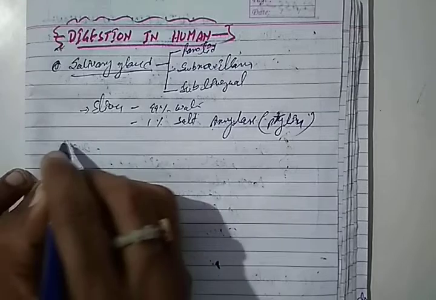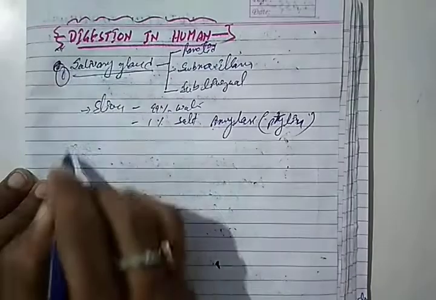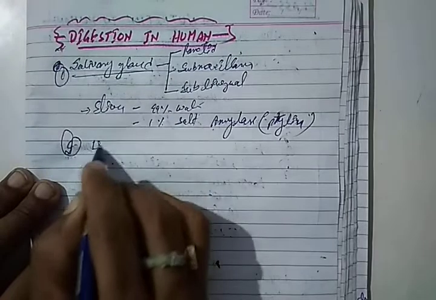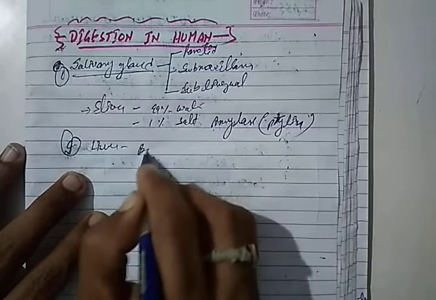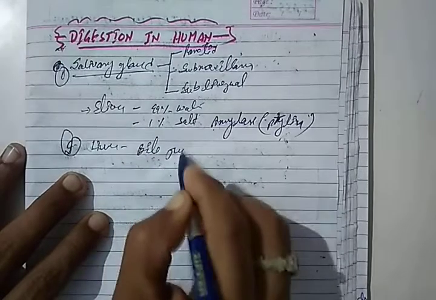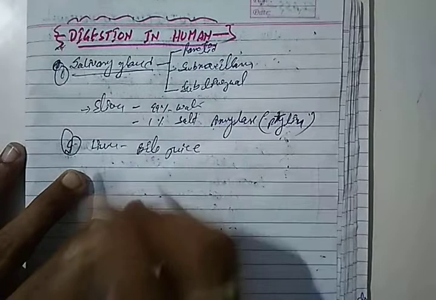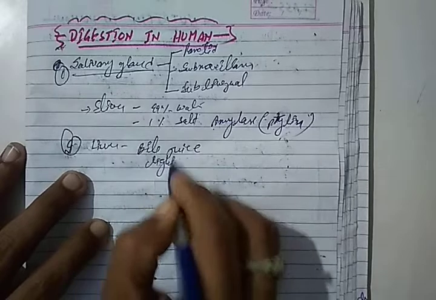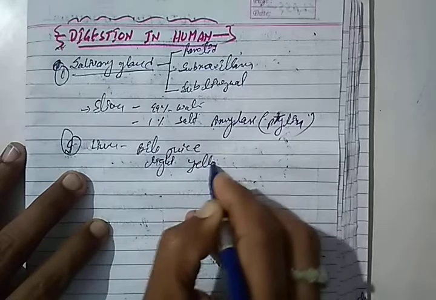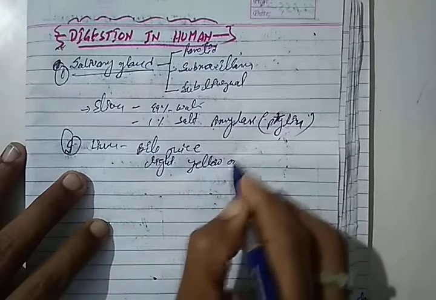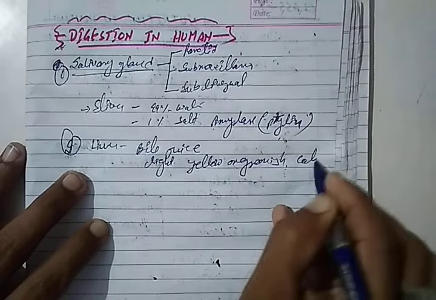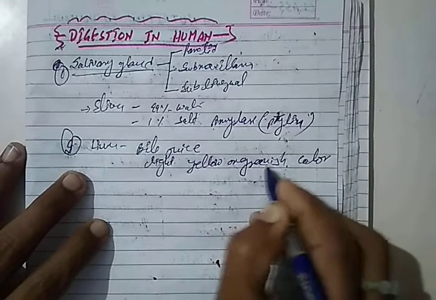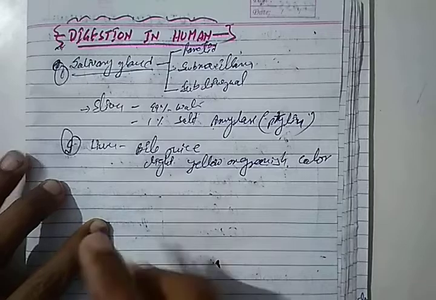Next gland is liver, that produces bile juice. It is light yellow or greenish color.